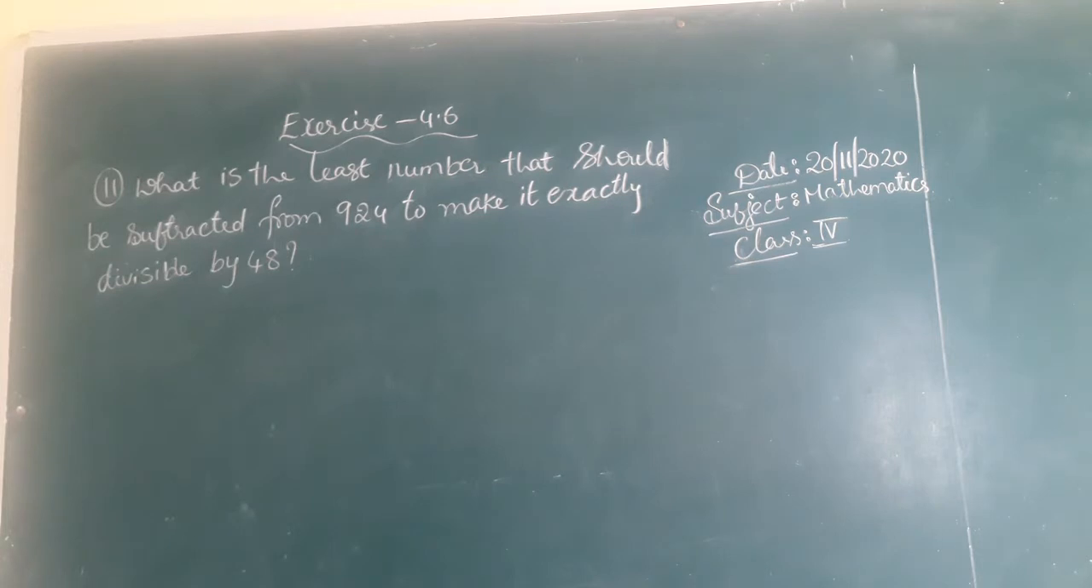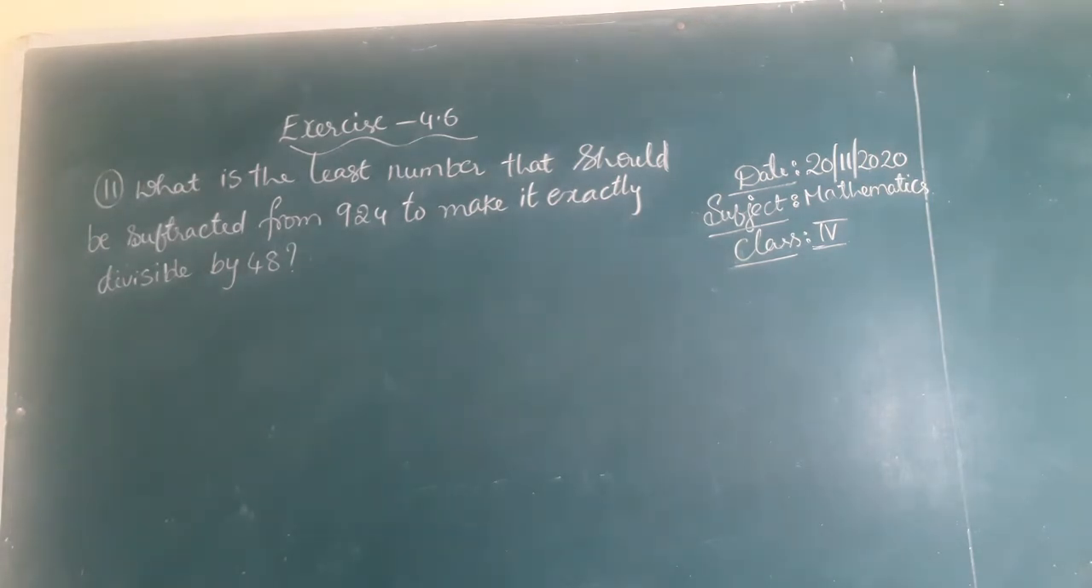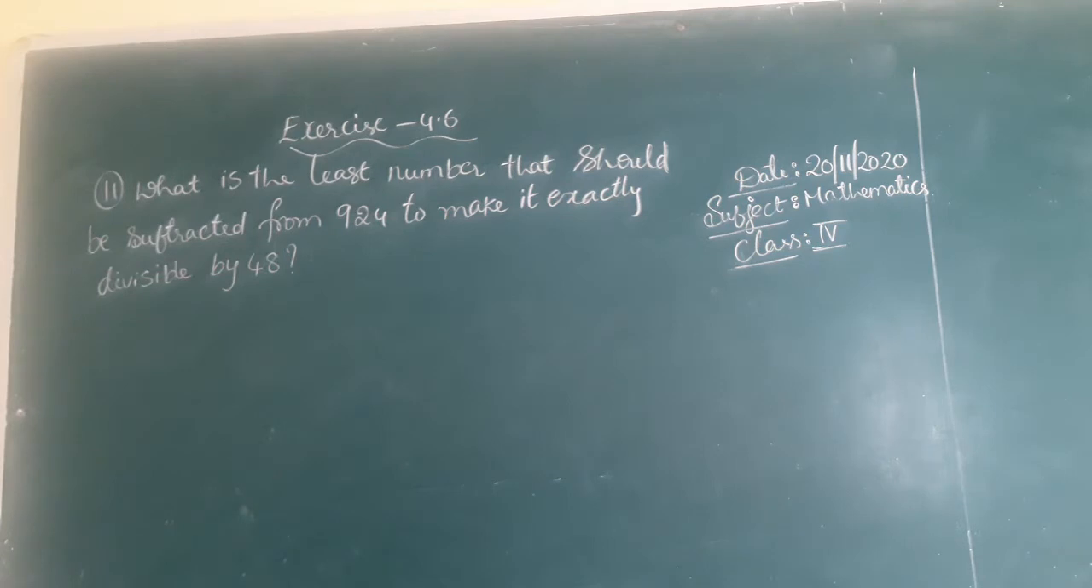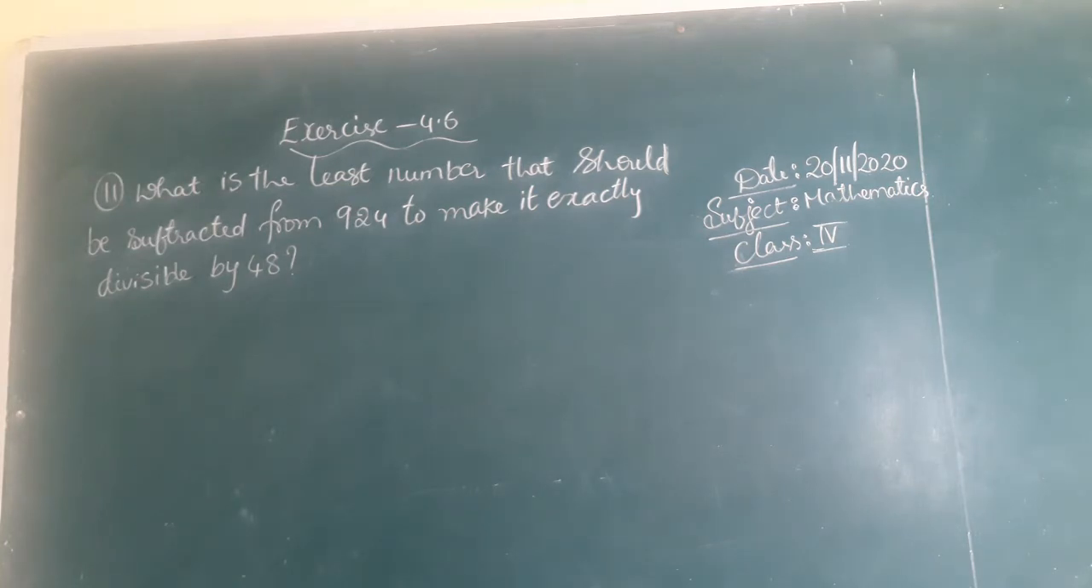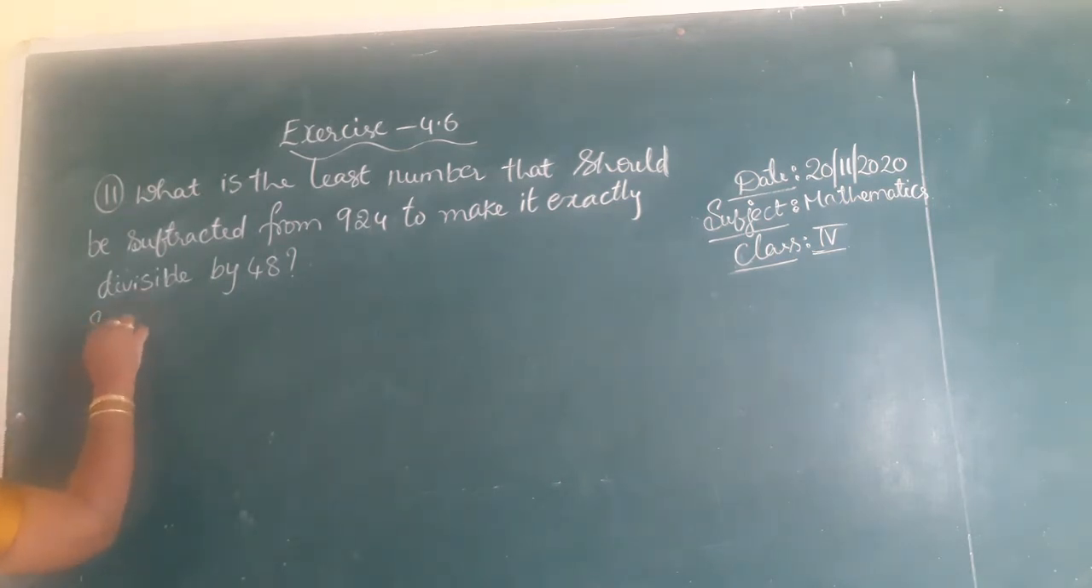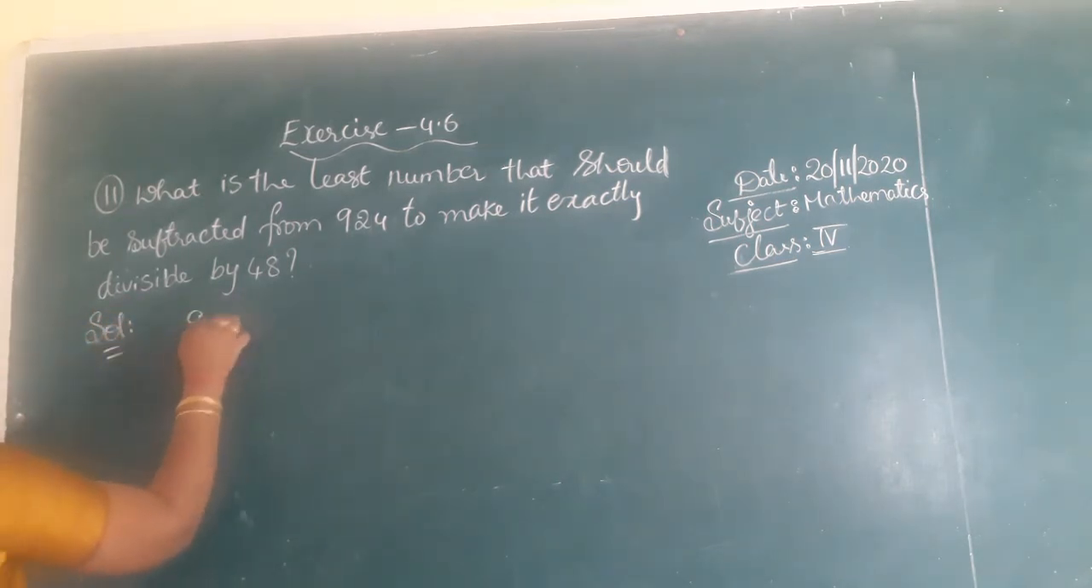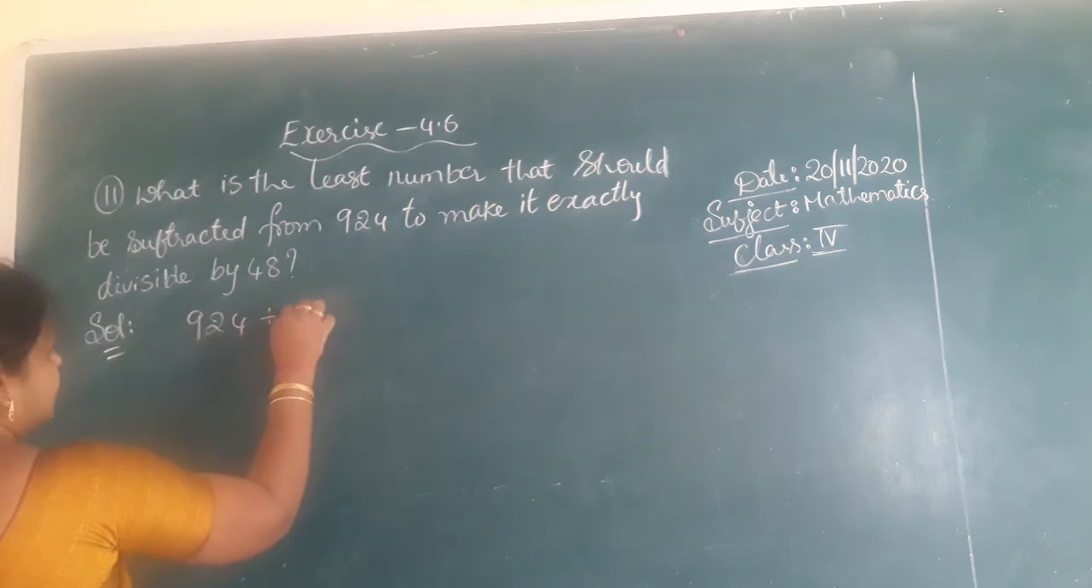So, what the least number should be subtracted, they are asking. If you divide 924 by 48, whatever remainder you get, that much number should be subtracted from 924, then it will be exactly divisible by 48. So first you have to divide 924 by 48.